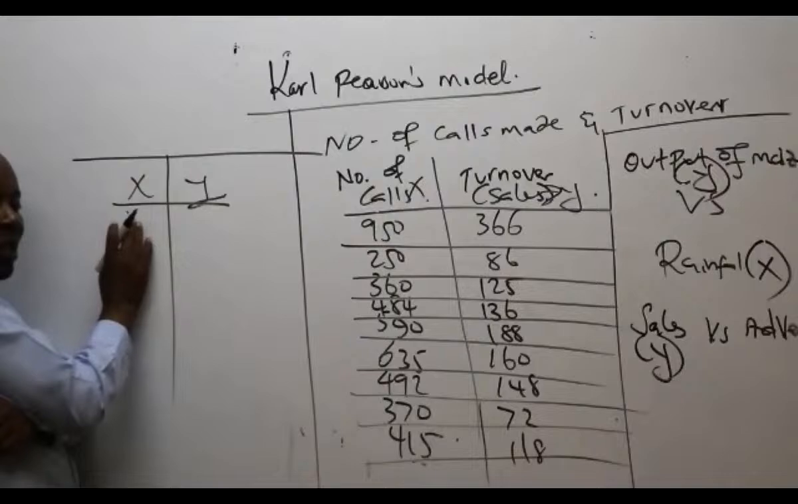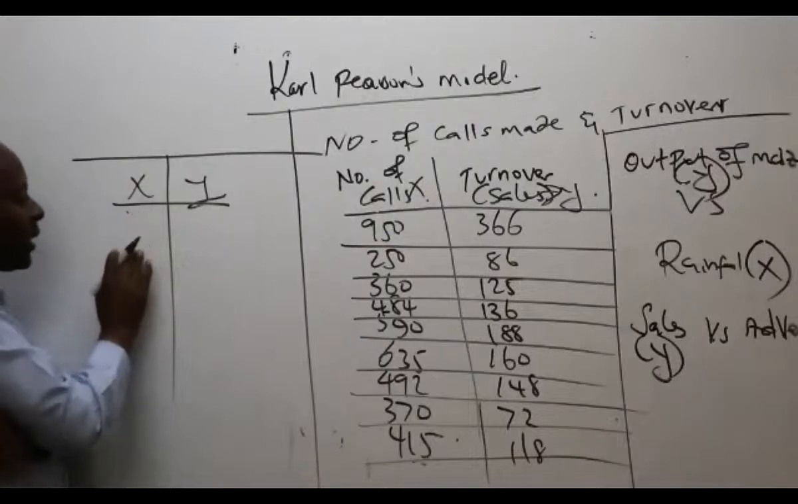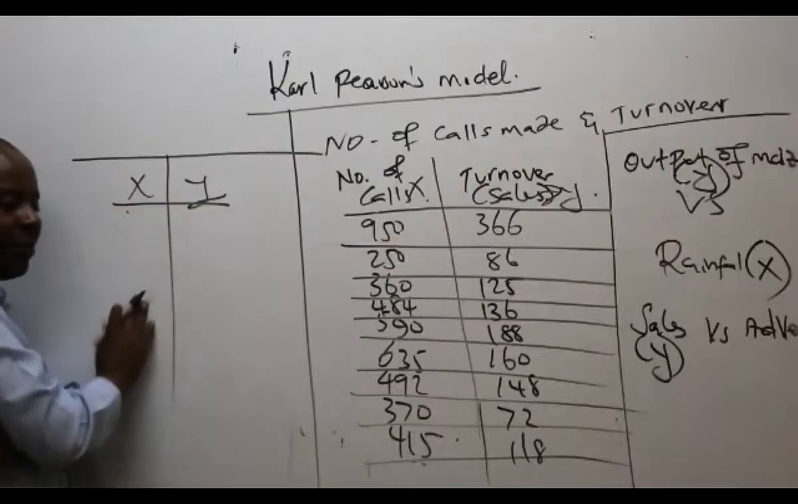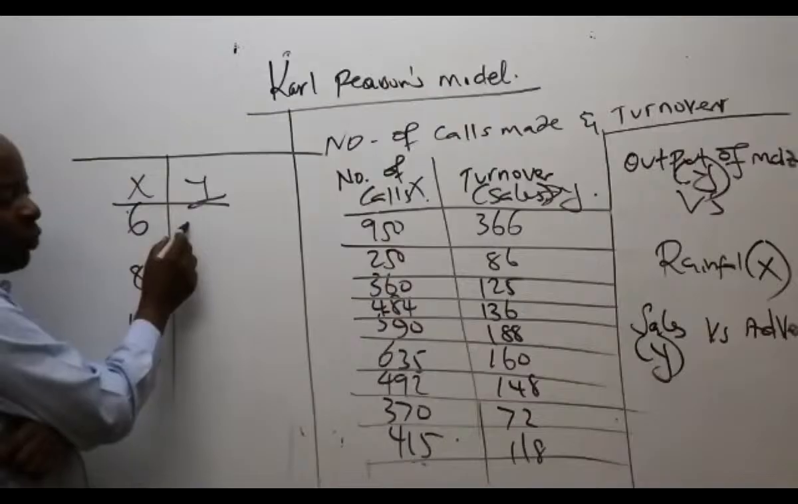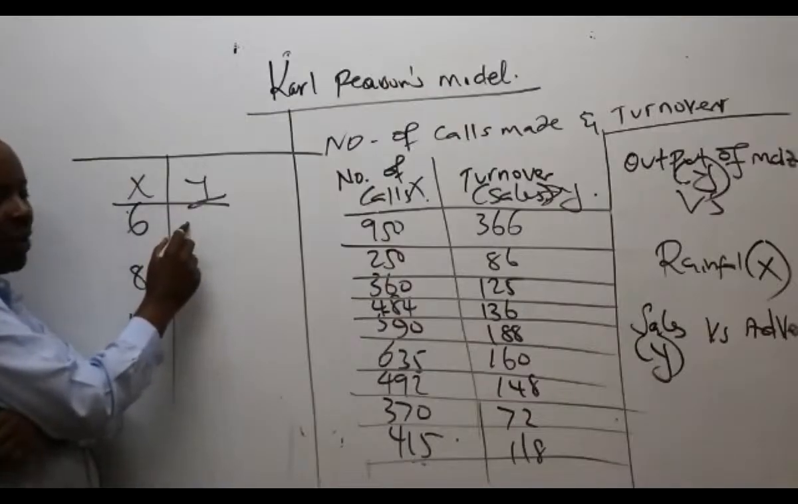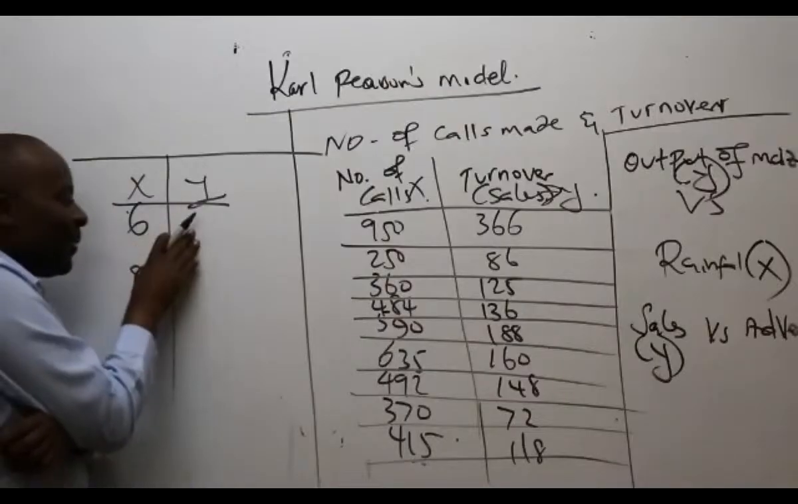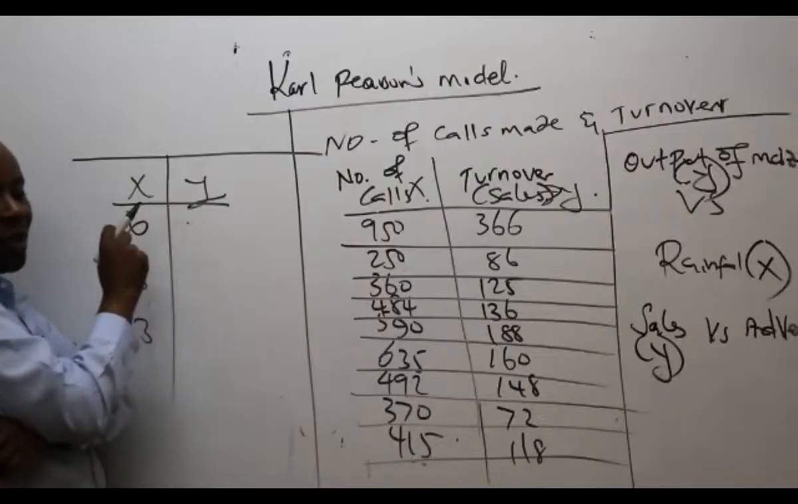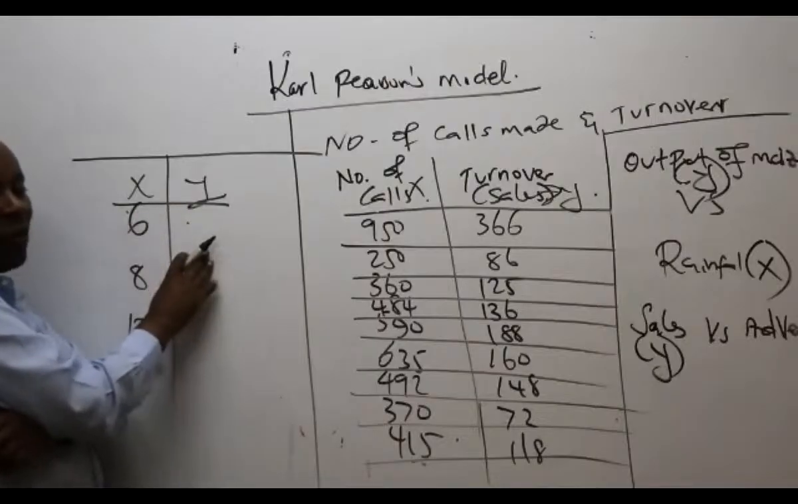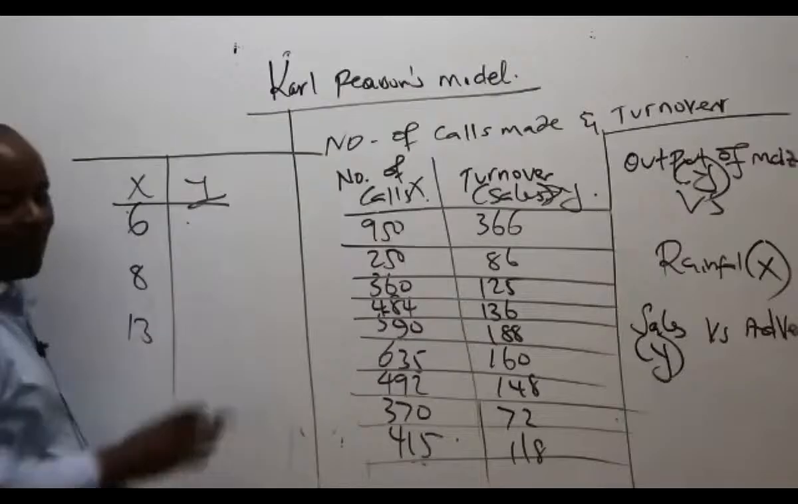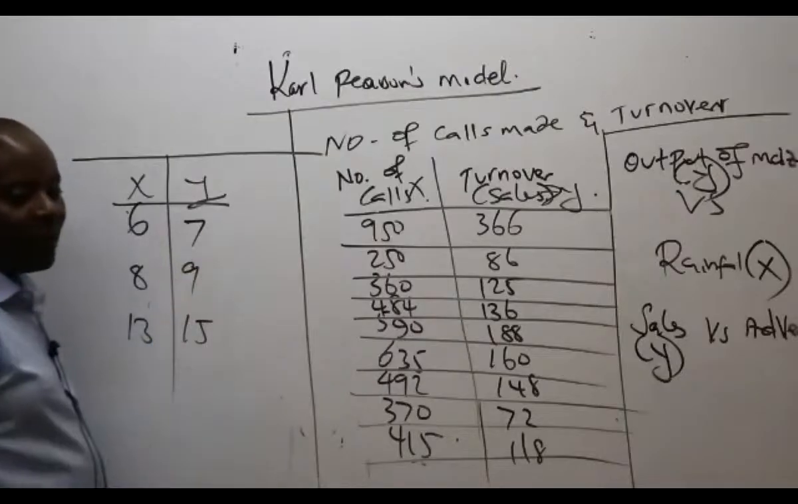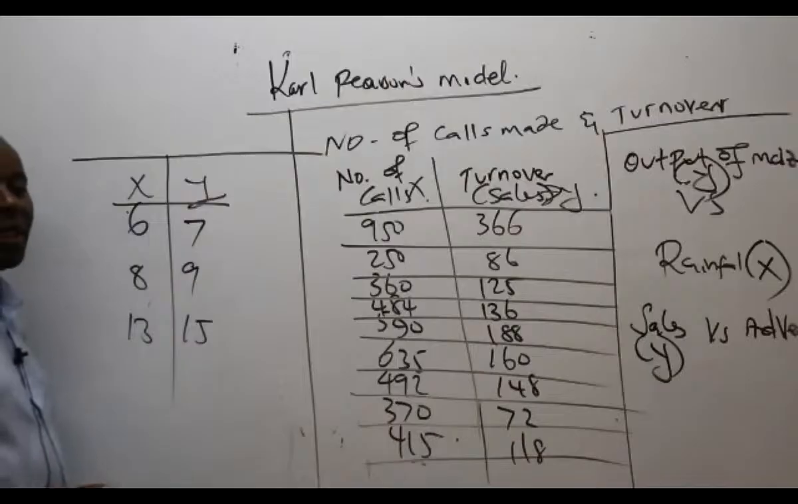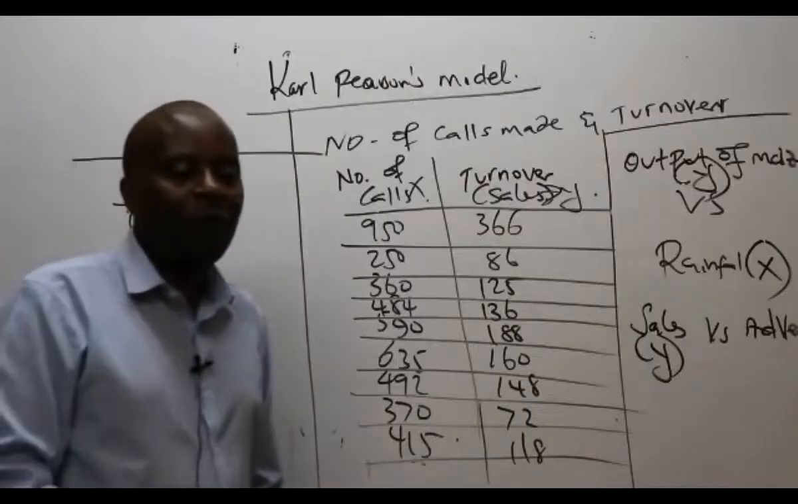No, I don't want the summations. I want the individuals. I want the individual items. Was it 6, 8 something? 6, 8, 13. How about the Y parameters, the Y metrics? So it is 7, 9, 15. So the gentlemen will take exactly 5 minutes break.